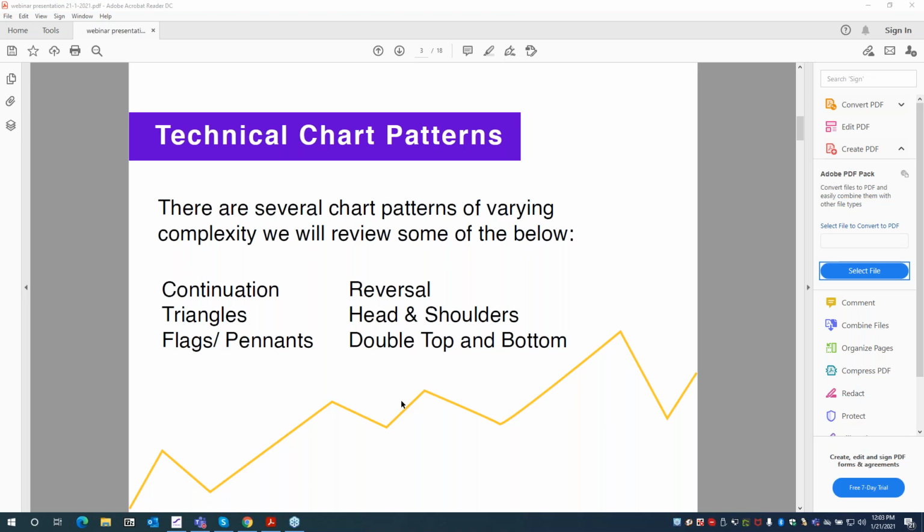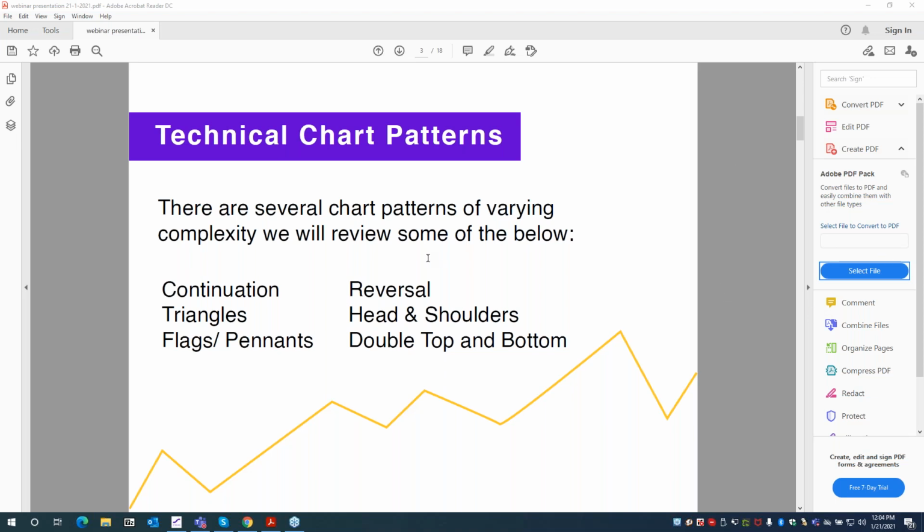The ones that we'll follow through with, the first 2 are the continuation patterns, which are triangles and flags and pennants. Then we'll move on to the reversal patterns, which are the head and shoulders and the double top and bottom pattern, which I'll elaborate on with examples as well. There are some slides that will make everyone's life easy to follow.